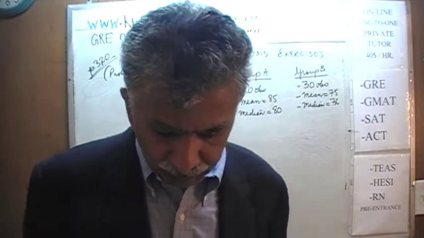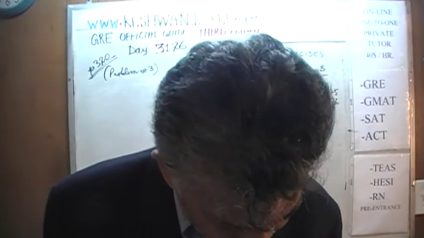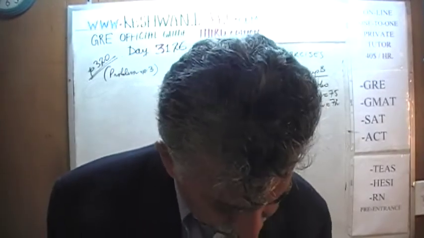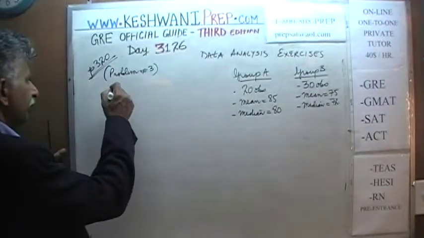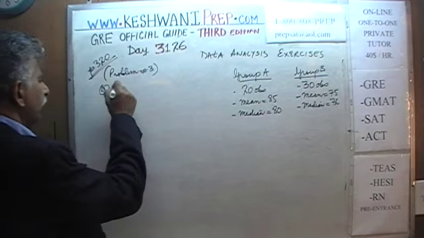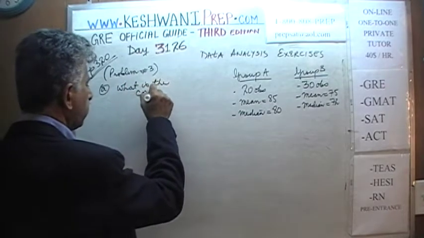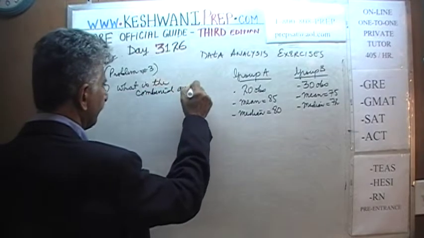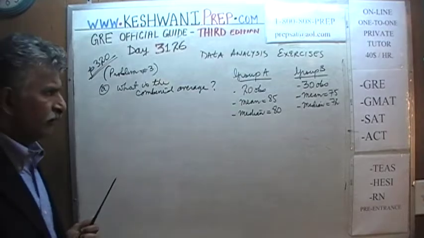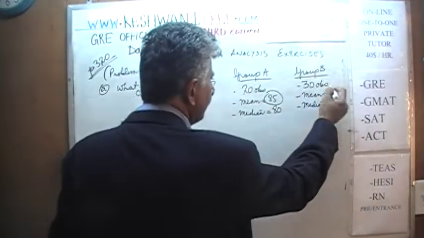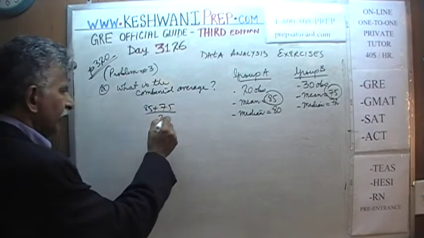The question simply is, when you combine the two groups together, what is the combined average? It says, let me read it verbatim, what's the mean of the 50 values, combined average. So the first question here is, what is the combined average? Is the combined average simply the average of these two numbers, simply the average of 75 and 85?